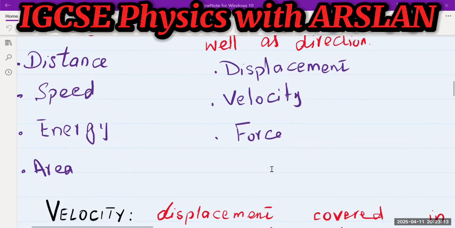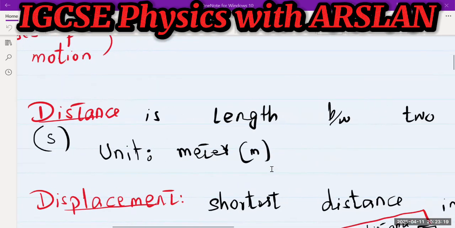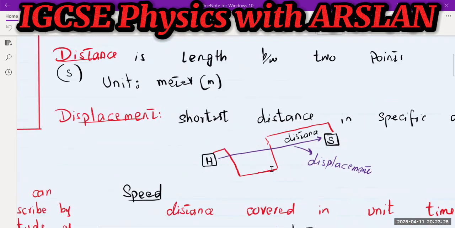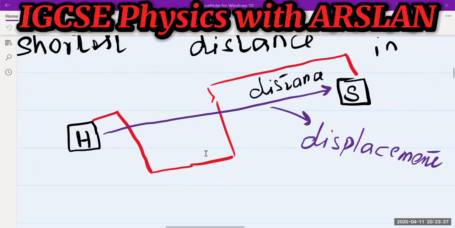So let's start with distance and displacement. Distance is defined as the length between 2 points. Its unit is meter. And displacement is the shortest distance between 2 points, or the distance in a specific direction. From this diagram, you can understand the concept of distance and displacement. For example, this red line represents the distance, and the spelling of distance is wrong here, so just consider distance. And the purple line represents the displacement.